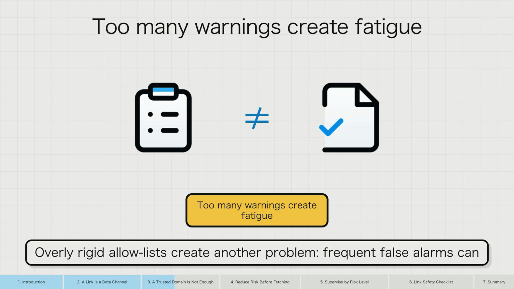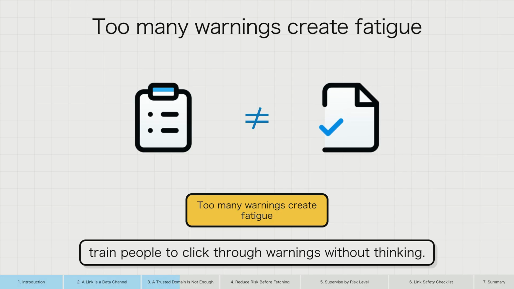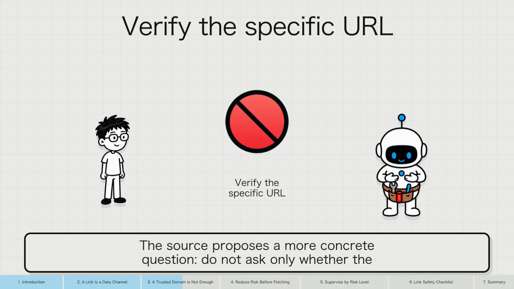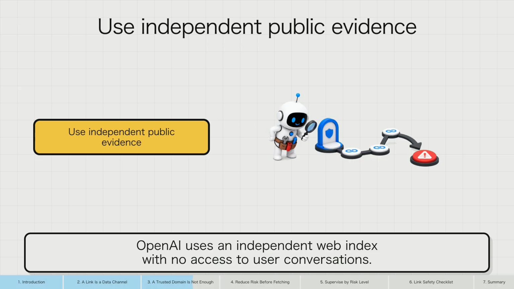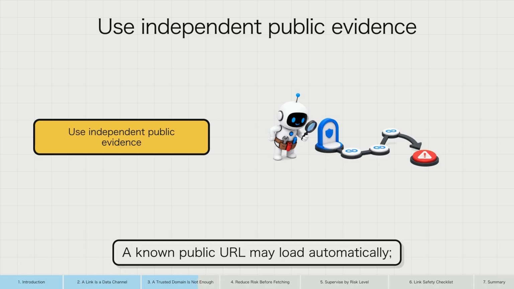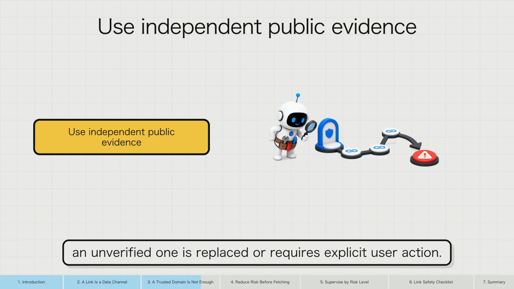Overly rigid allow lists create another problem. Frequent false alarms can train people to click through warnings without thinking. The source proposes a more concrete question. Do not ask only whether the site looks reputable. Check whether this exact URL was already observed publicly. OpenAI uses an independent web index with no access to user conversations. A known public URL may load automatically. An unverified one is replaced or requires explicit user action.